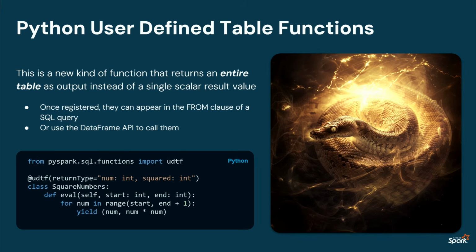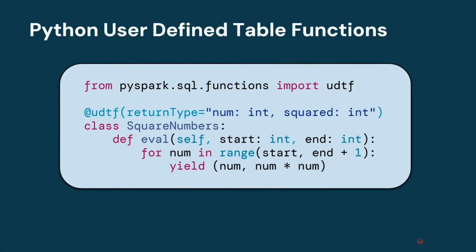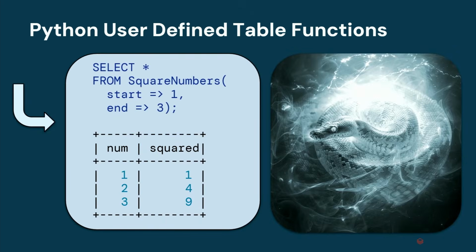Here's a brief example of how to define one. You define a class, say what the return types of the schema columns are, and then make this eval method that gives you the data, and it basically yields rows. This is a zoomed-in picture of what a basic implementation looks like. So it's easy to get started.